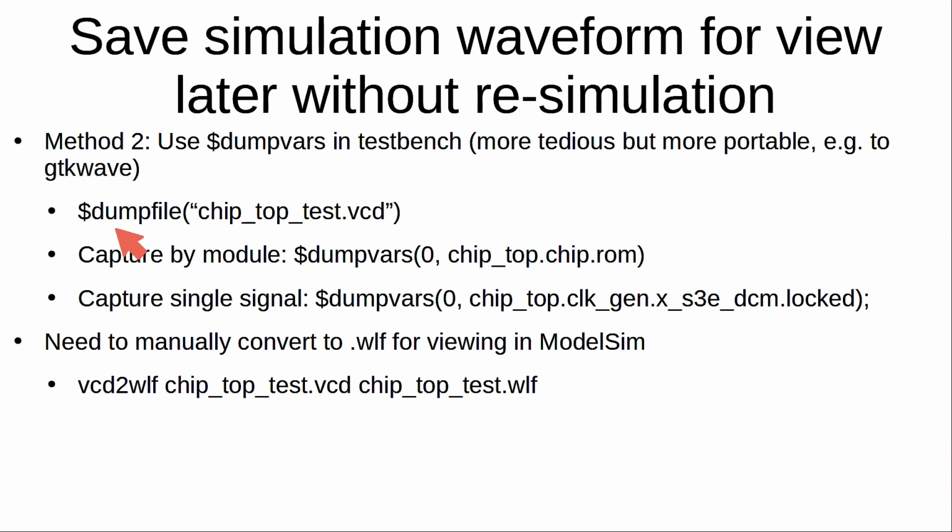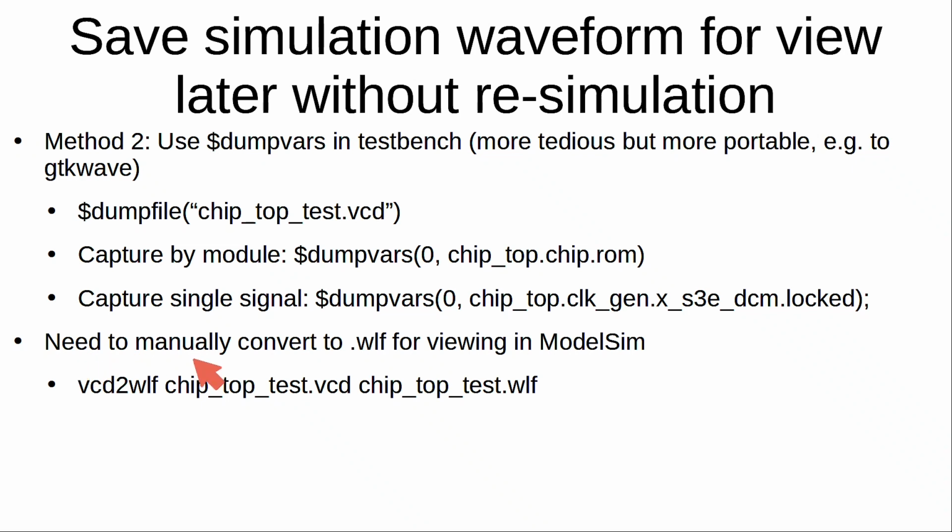So inside our test bench, we need to specify where to dump the VCD. And we can specify the signals to be captured. We can capture the signals by module, like this. And this is the ROM module. We are dumping the vars from the chip.rom modules. Or we can capture a single signal, such as this. We are capturing the clock generated log signal from the Altera PLL.